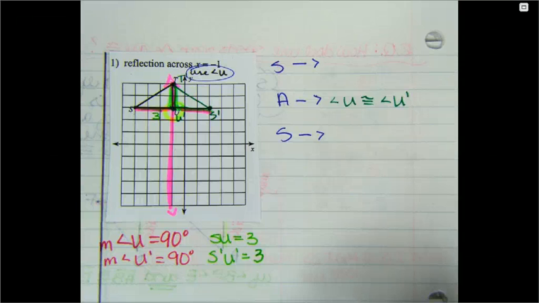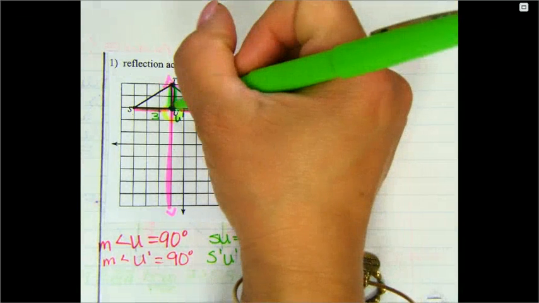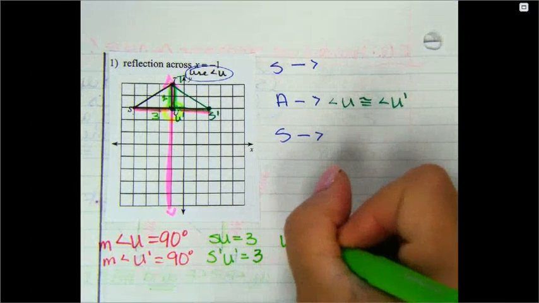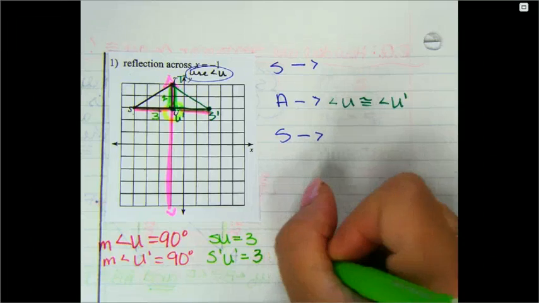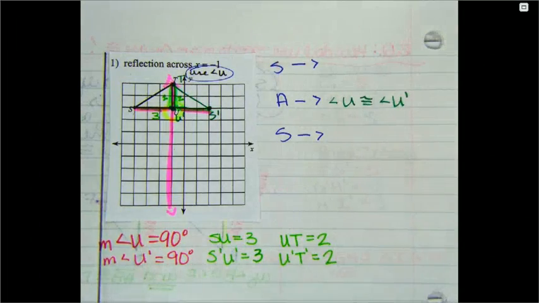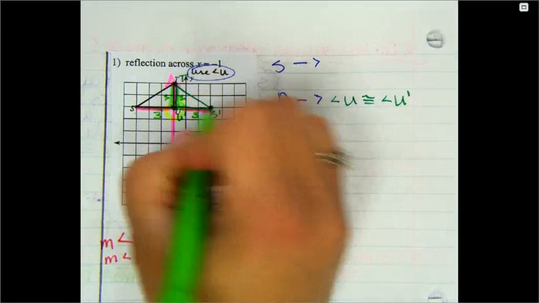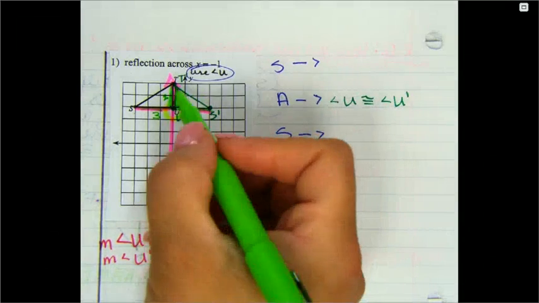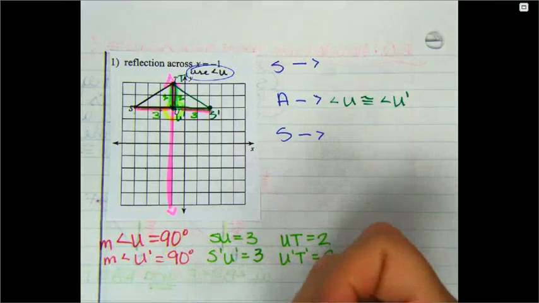Good. Make sense? Okay, which other one do I need? UT. Can I count it or do I have to use distance? I can count on this one. So count up how many? 2. So UT is 2. And U prime, T prime is also 2. Good. If you are counting, do I expect to see numbers on your graph? Yeah. If you're using distance, then I see the distance formula. Got it? But if you're counting like this, then I expect to see numbers and stuff like that.